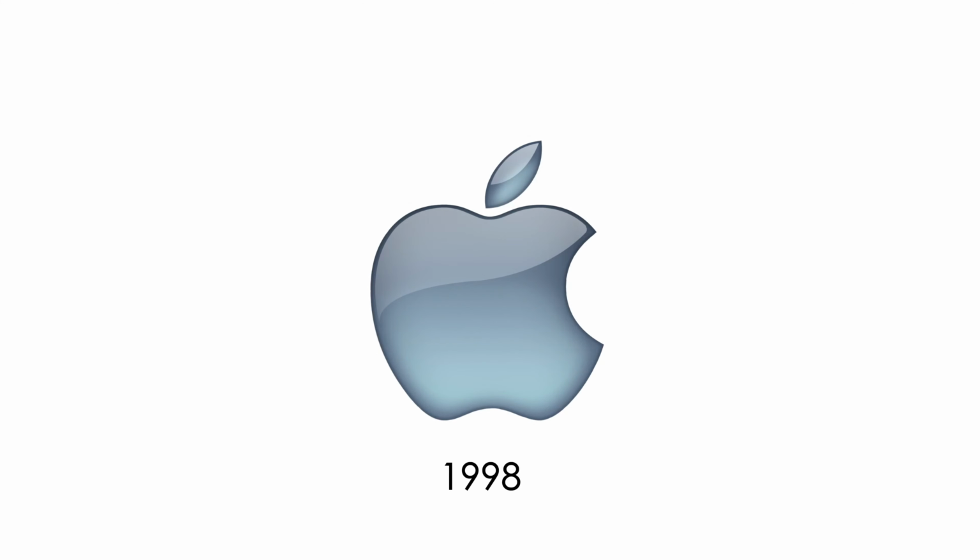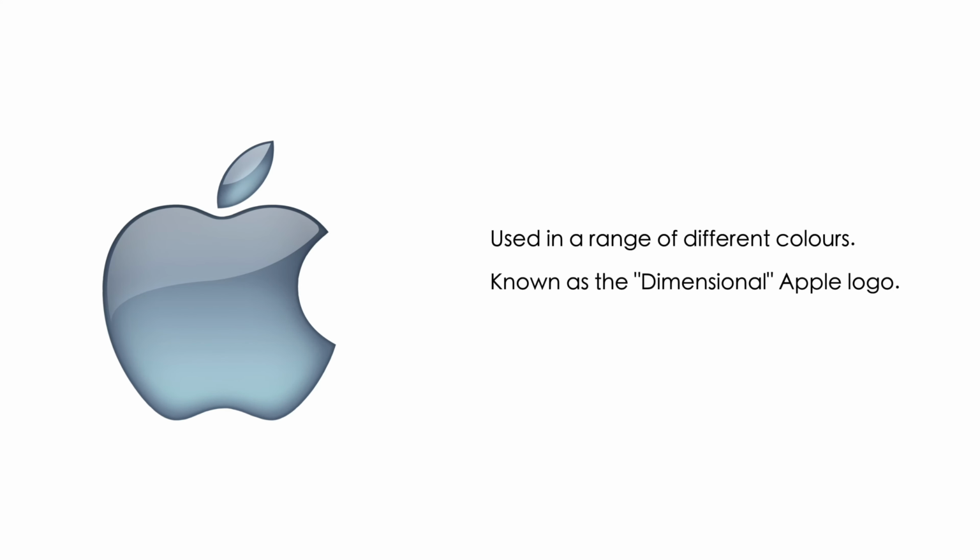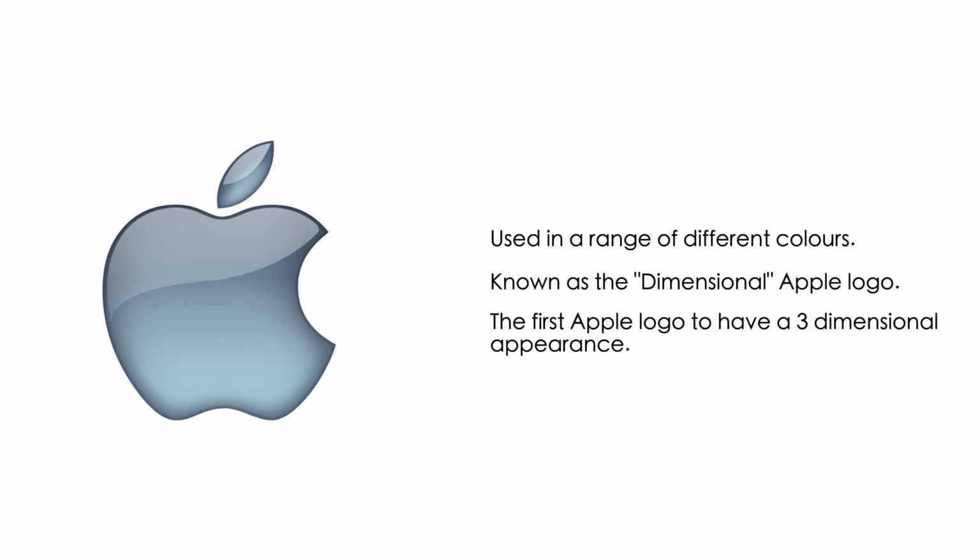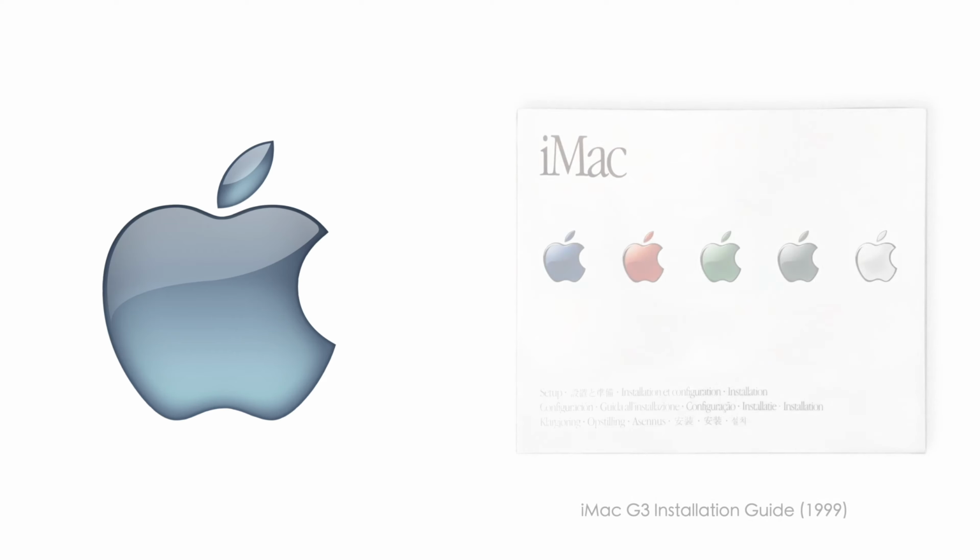Along with it came a new logo in a range of colours to match the colours of the different iMac models. This logo was to be named the Dimensional logo due to it being the first Apple logo with a three-dimensional appearance. It was used on their packaging, in adverts, and on the computers themselves.